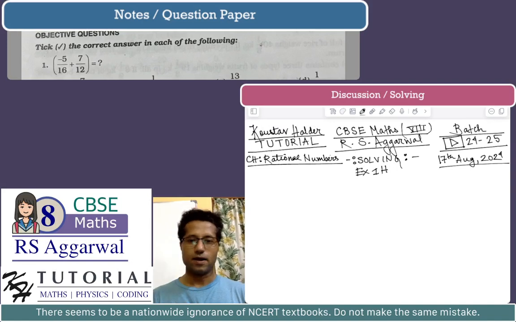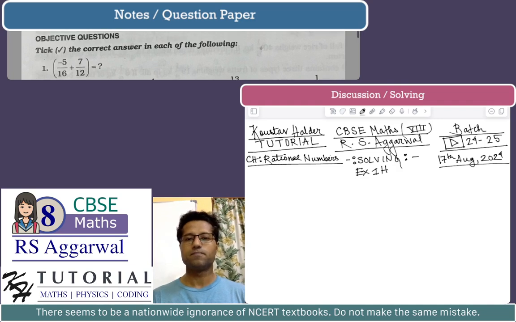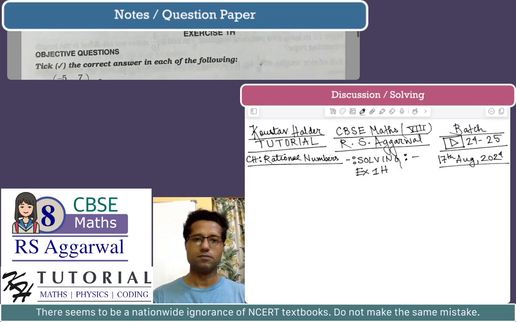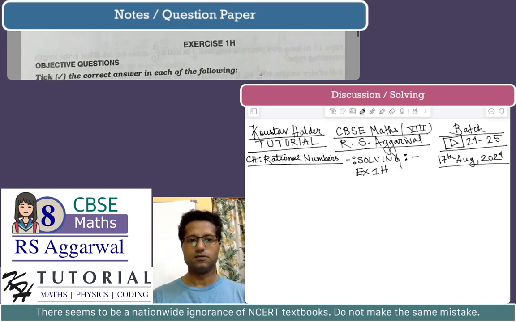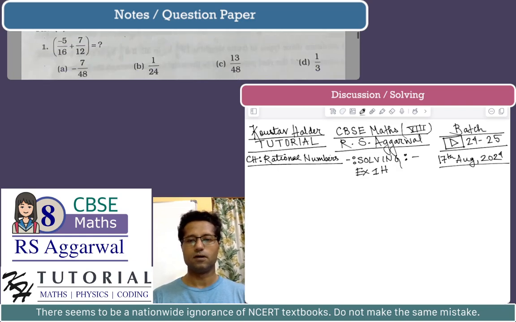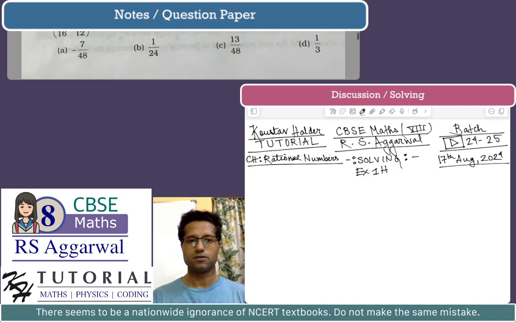Okay, so I have the questions of exercise 1H on the top of the screen, and on the right hand side on the canvas I will solve the problems. These are all objective questions where we have 4 choices, one choice is correct, and we have to tick mark and select the correct choice.